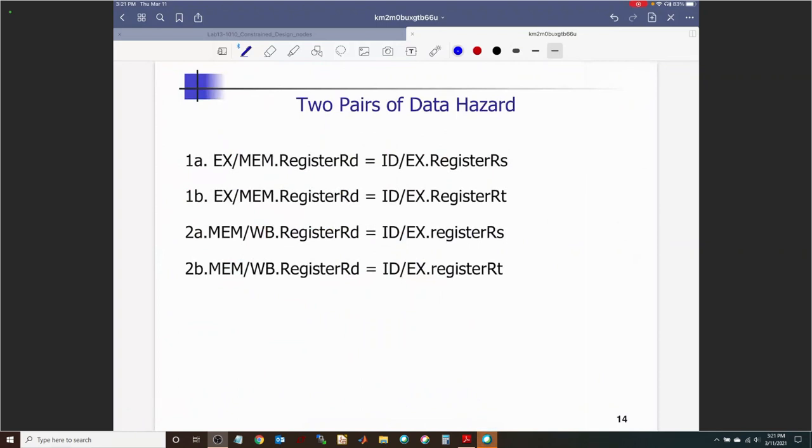Okay. So let's put all of them together. 1A, 1B, 2A, 2B. The first two are checking whether the destination register in the XMEM pipeline register is the same as one of the source registers in the previous pipeline register, which is the IDEX pipeline register. So those first two are actually checking for the first and the second instruction. You can say these two are checking for data hazard for the next instruction.